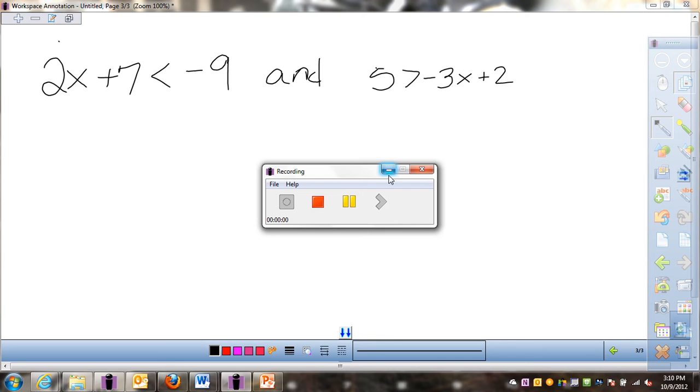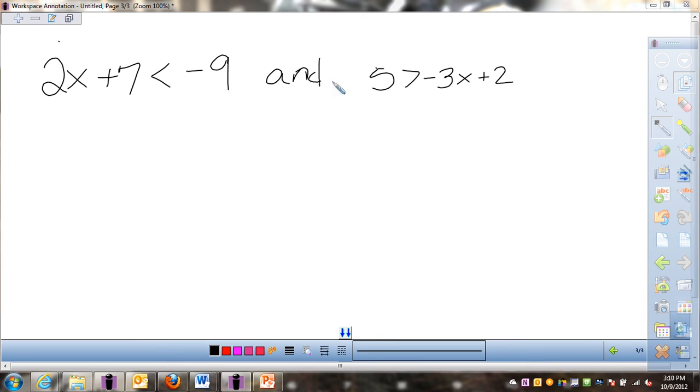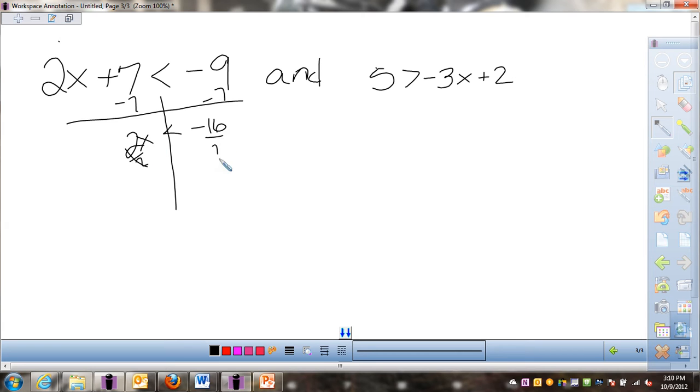Alright, so what I'm going to do is a compound inequality, but notice the word and in between. So we're going to solve each problem separately. We're going to subtract the 7 over, minus 7, negative 16, same sign, add, keep the same sign. Divide by 2, cancels, divide by 2, so we get x is less than negative 8. Now hold on to that answer, we're not done with it.